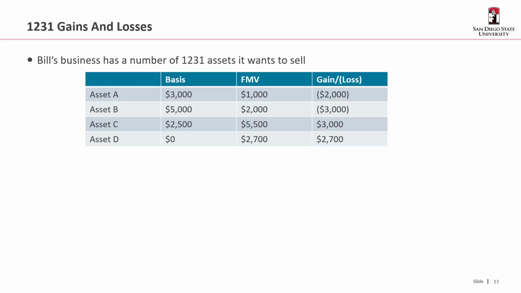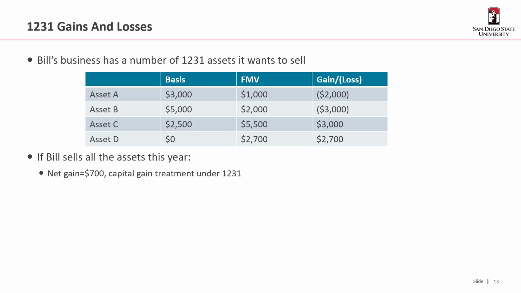So Bill's business has a number of 1231 assets that it would like to sell. And it's 4 of them, assets A, B, C, and D. If you look at the basis and the fair market value, you'll see that A and B would both be sold at a loss, and C and D are both going to be sold at a gain. Now, Bill is intimately familiar with how 1231 works, and so he makes a unique choice. He says, you know what, I'm going to sell all the assets this year. So that's all of them. And he nets a gain of $700. And of course, that would get capital gain treatment under 1231. And he says, yeah, that's a pretty good outcome, right?